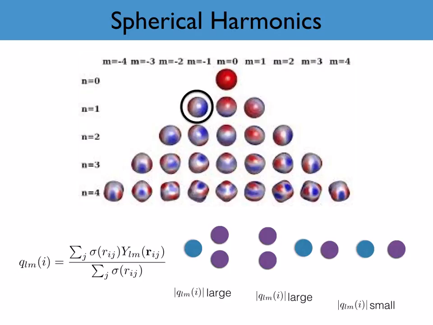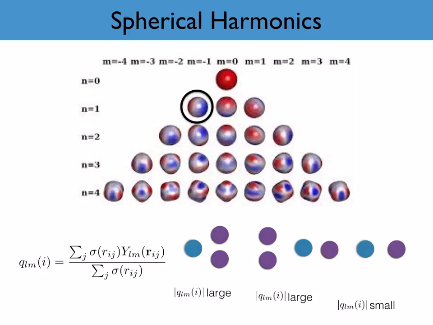Look now at the first of the spherical harmonics. When we use this spherical harmonic in the formula, we once again find that the two configurations on the left have large magnitudes for QLM, while the configuration on the right has a small QLM magnitude. The point of this exercise is to explain that while the L value controls the pattern of blue and red patches on the surface of the sphere, the M parameter controls the orientation of the pattern.